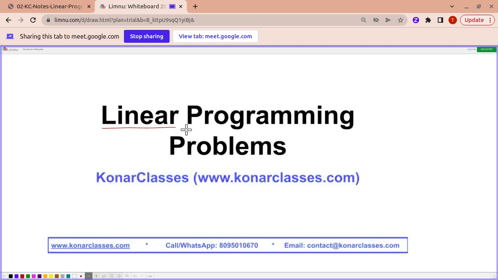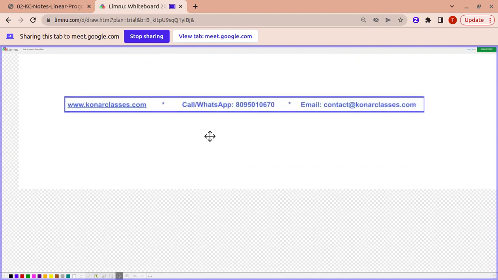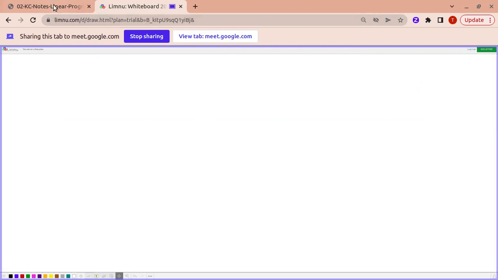Then we will also see why the name programming is there, and obviously it is related to some problem. That's why it is linear programming problems. Okay. Now let us understand the significance of why it is a linear programming problem. Let me go to the next slide of my class note, and then I will explain.